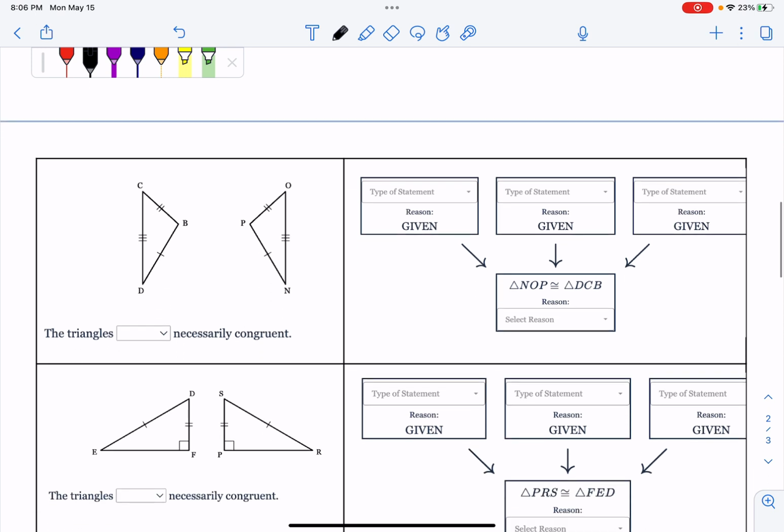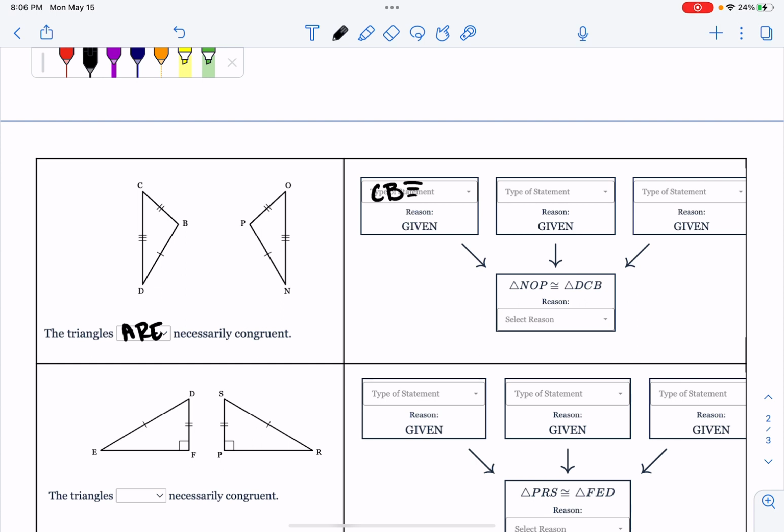Okay, looking at the markings here, we can see side, another side, and a third side. So yes, obviously, if we know all the sides are congruent, then definitely the triangles must be congruent, because all their side lengths are the same. So that makes sense, right? So then we just have to actually list this information out.